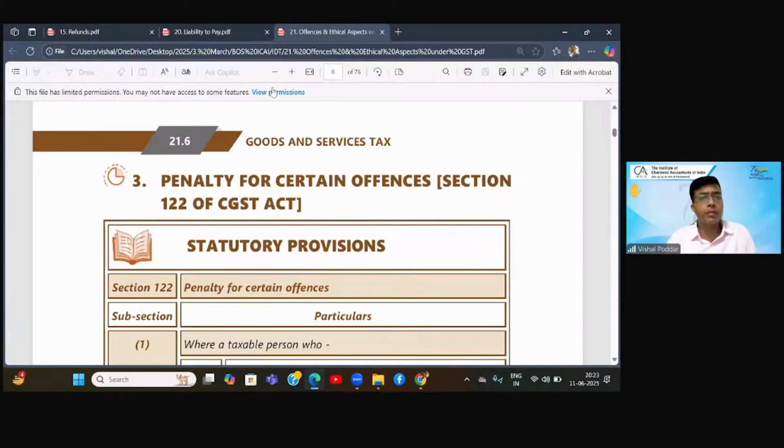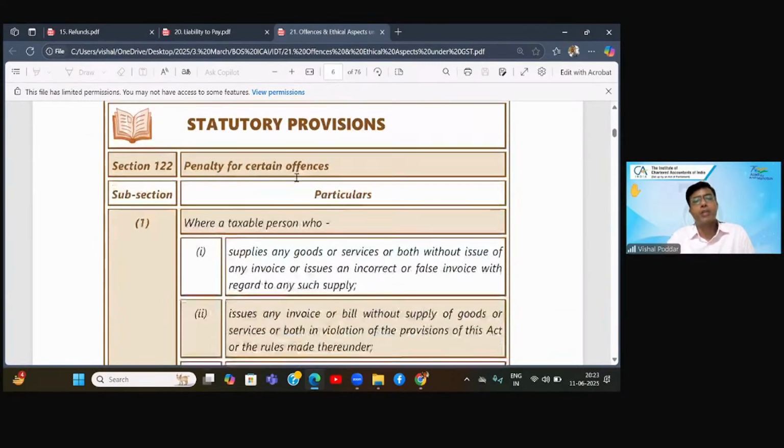I'll request everyone to make a proper note of this chapter. So, what are the different offenses for which penalty is applicable? Now, see, there are two different terms. One is penalty, which is a punishment, and the other is offense. Offense is a wrongdoing.